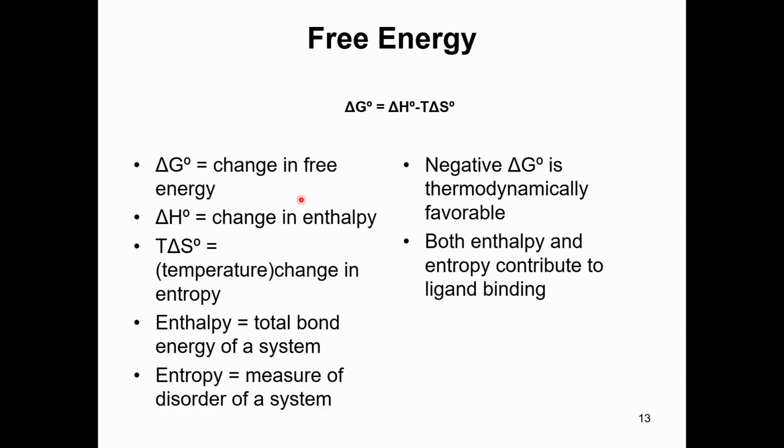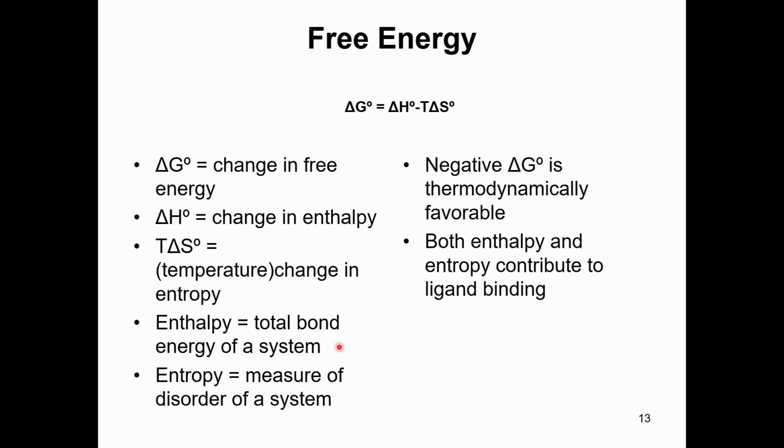It's not too tough. So delta G0 is the change in free energy. Delta H is the change in enthalpy. And T is temperature. And S is entropy. So there's a term in this that is temperature dependent, and it has to do with the entropy as well. So what are these things?